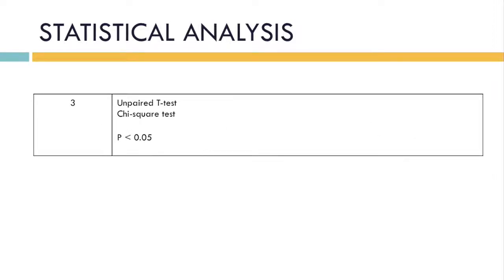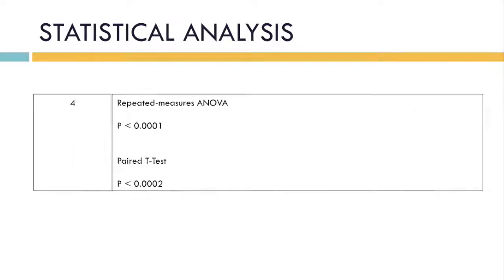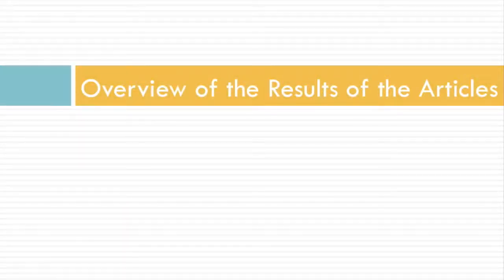For the third study, an unpaired t-test and a chi-square test were used. It had a value of 0.05. In the fourth study, repeated measures ANOVA and paired t-tests were used. It had p-values of 0.0001 and 0.0002 respectively. Overview of the results of the articles.